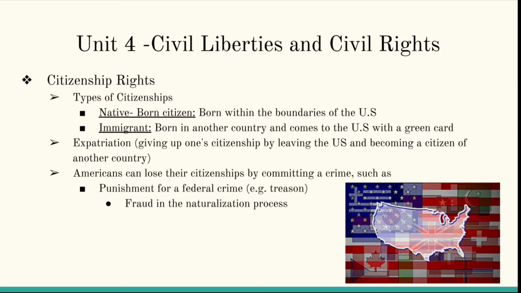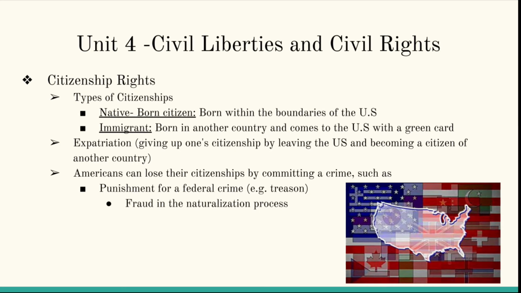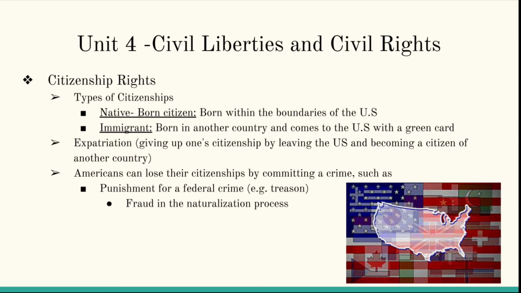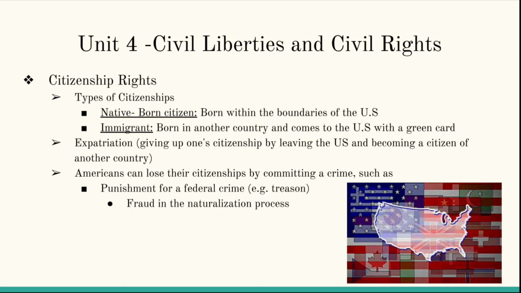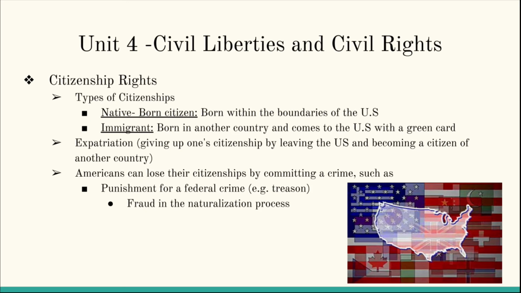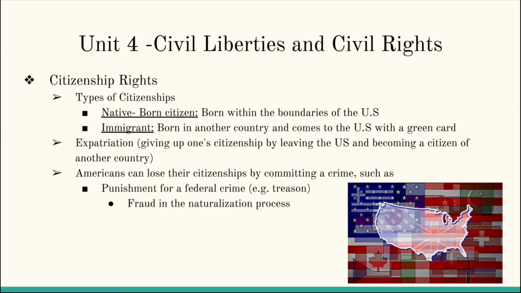There are two different types of citizenships, one being the native-born citizen and one being the immigrant. One can give up their citizenship by leaving the United States and becoming a citizen in another country. They can also lose their citizenship by committing a crime, for example, fraud in the naturalization process. This is important to know because this is a frequently asked question when applying for colleges or going to the Secretary of State. Also, knowing how they can lose their citizenship is very helpful.